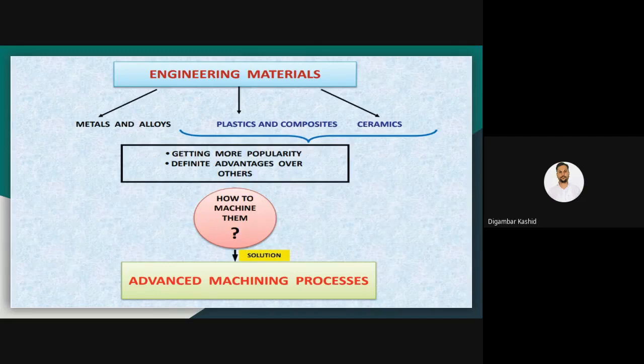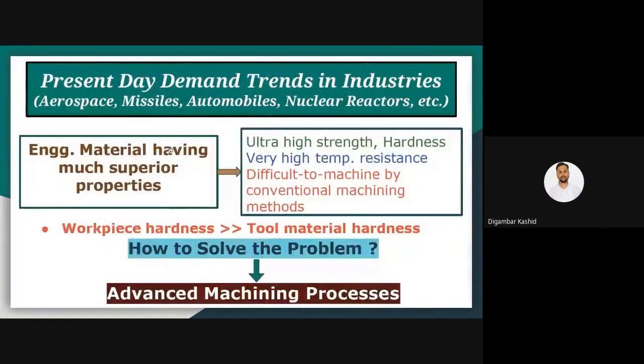So we will move further. Now another question arises: what are the present day demand trends in various kinds of industries, especially industries like aerospace, missiles, automobiles, or nuclear reactors? In this sector of industry, what is the present day demand trend? That question also arises.